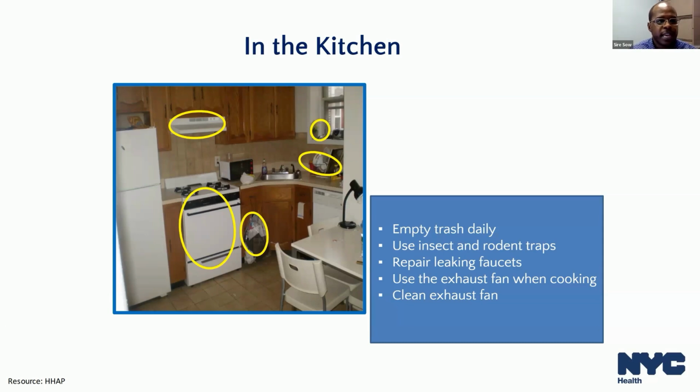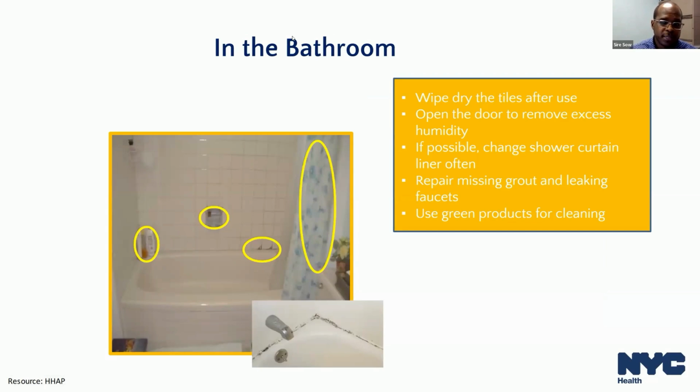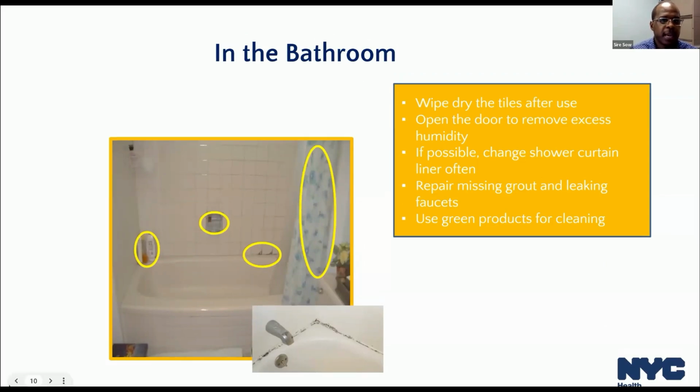And so what you want to do is empty the trash daily, use insect and rodent traps, repair leaking faucets, use the exhaust fan when you cook to get rid of chemicals, and of course clean the exhaust fan, because that can contain a lot of dust, and if it's not cleaned regularly, that could be a source of problems as well. In the bathroom, you want to wipe the tiles dry after you use them, open the door to remove any excess humidity, and change the shower curtain liner often, because mold can grow on there because of the humidity, so you want to keep that in mind.